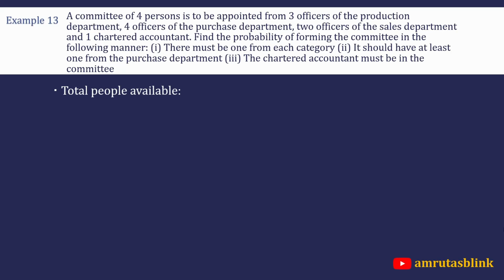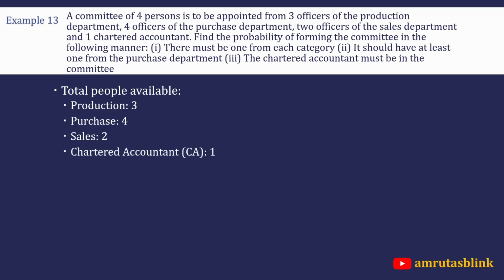Now first of all we will calculate how many total people are available. We need to form a committee of 4 people from, now how many people are available, that is from the production department we have 3 officers, then from the purchase department we have 4 officers, from the sales department we have 2 officers and we have 1 chartered accountant. Now we need to create a committee of 4 people.